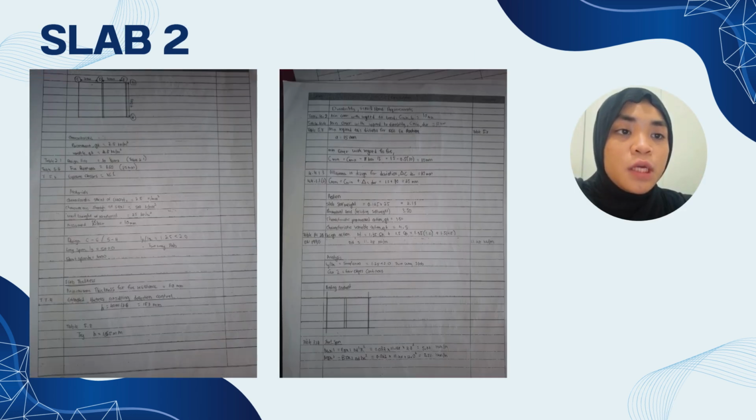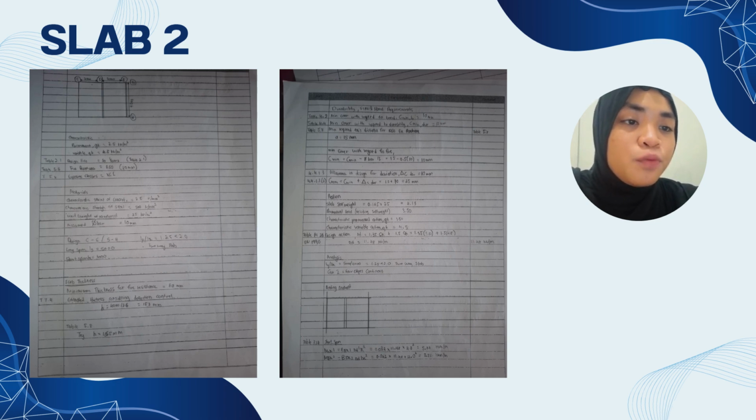Slab 2 is typically analyzed as a two-way slab, especially when the ratio of its longest span to shortest span is less than or equal to 2. This means the slab does not just bend in one direction, but instead distributes loads in both the X direction and Y direction. Because of this, the structural behavior of slab 2 is more complex compared to a one-way slab, as reinforcement must be provided in both directions to resist bending moments.